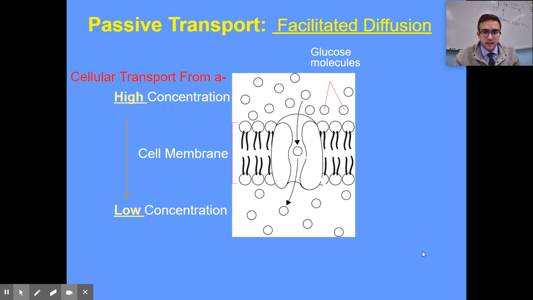That's all I got for this video. So again, we covered diffusion and facilitated diffusion. Both are from high concentrations to low concentrations. It's just how they occur. Simple diffusion is just through the lipid bilayer. Facilitated diffusion has to occur through a channel protein or a transport protein.